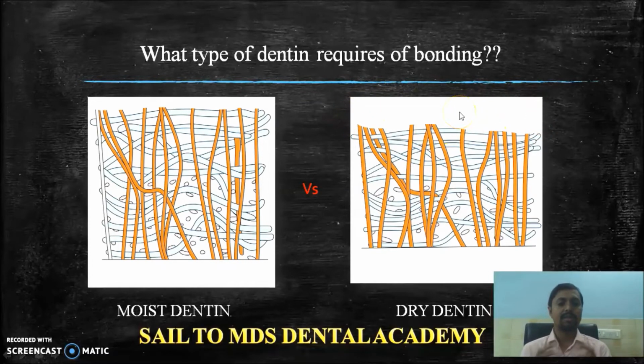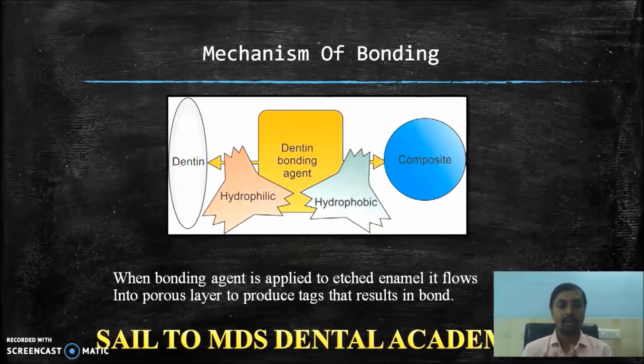What happens when the dentin is dry or desiccated? There will be water loss and a collapse of collagen fibers that will not allow proper penetration of the monomer. So remember, the dentin should be moist. If the dentin is wet or overwet, what happens? The water droplets present there will compete with the bonding agent to go into the collagen network, and that results in a weak bond.